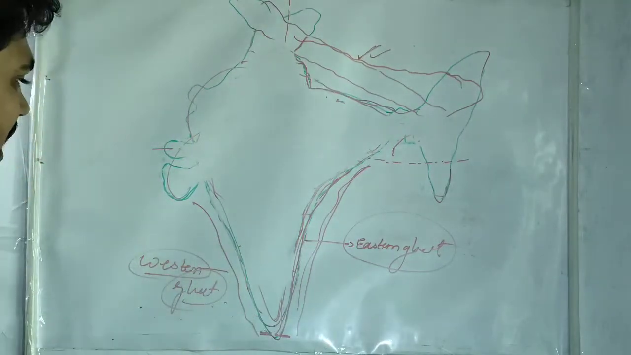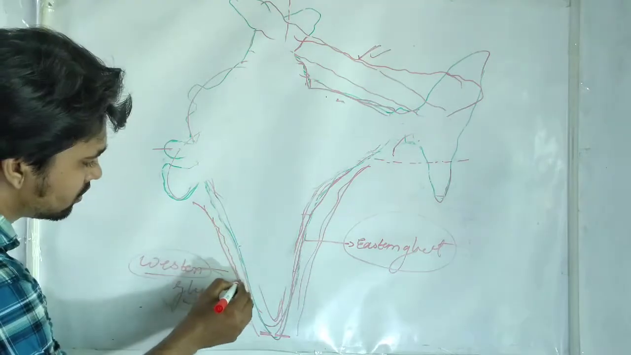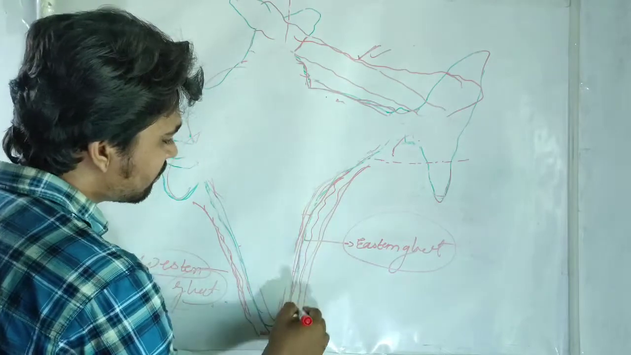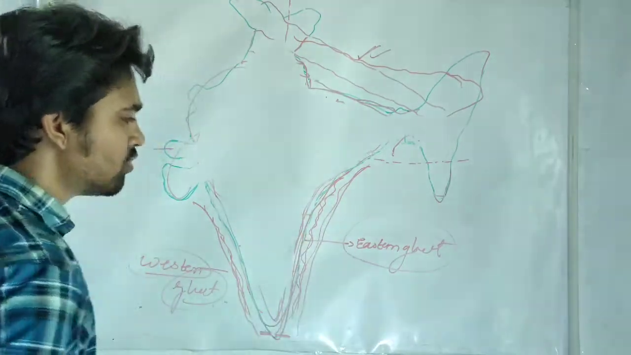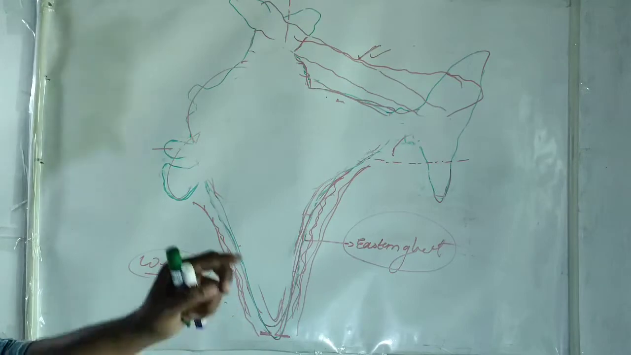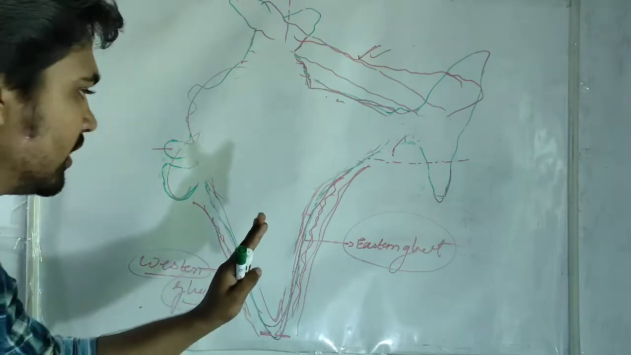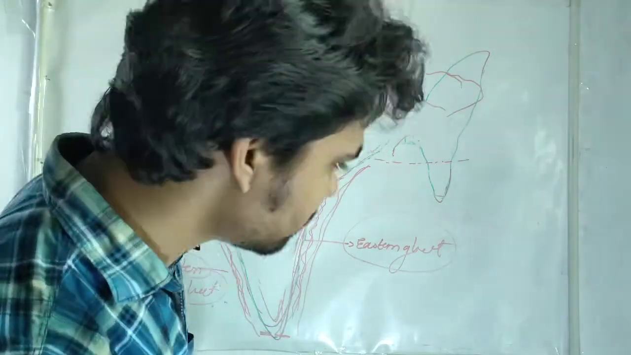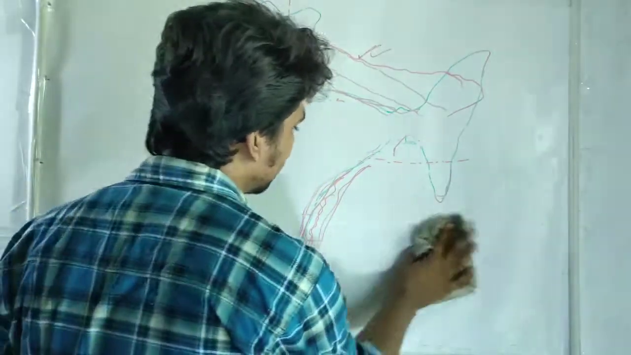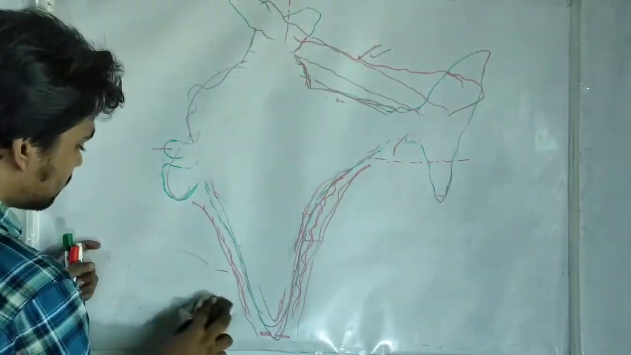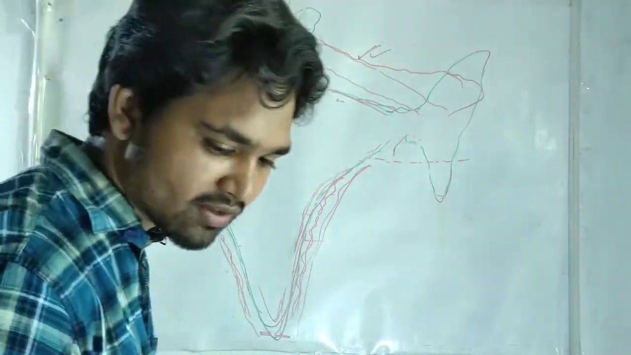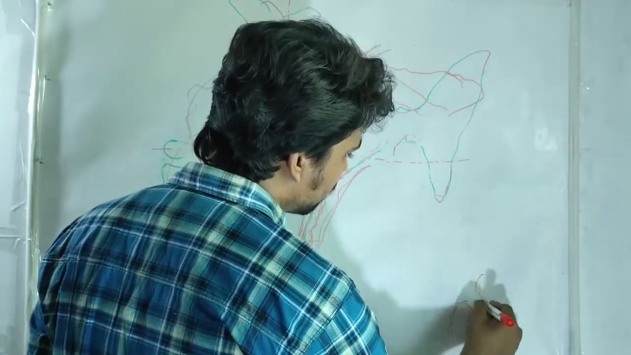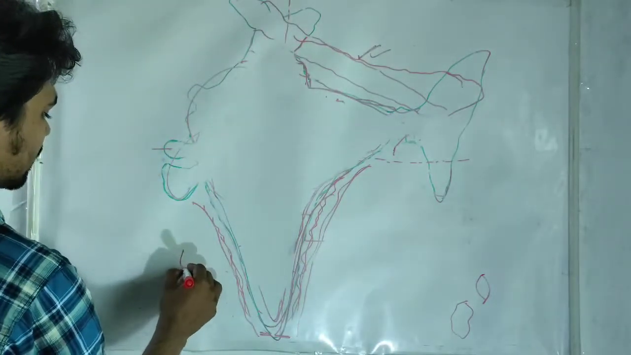Friends, the Western Ghat is very smooth, but the Eastern Ghat is very rough and cracked. So due to this reason natural harbors are situated here. Friends, lastly we will discuss some important islands. There are two major important islands: the first one is Andaman and Nicobar and the second one is Lakshadweep.